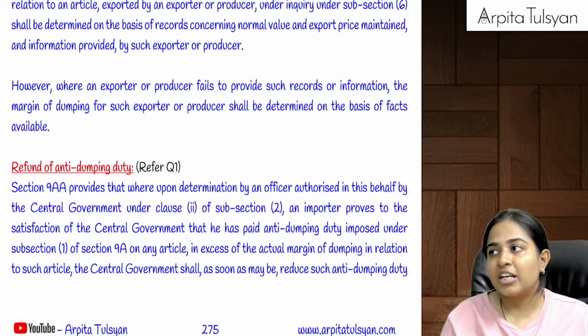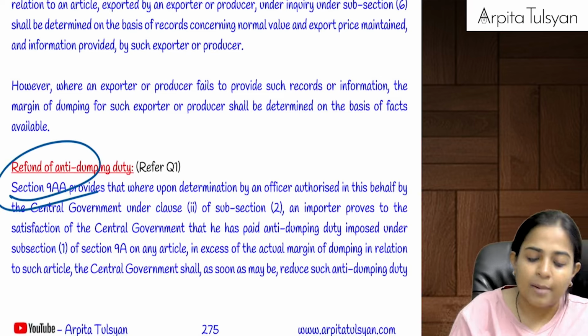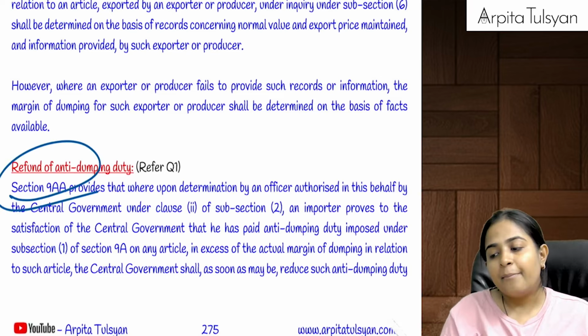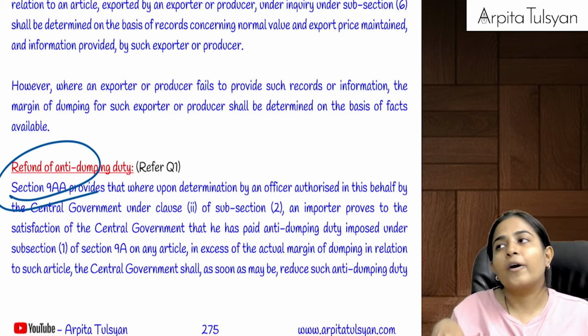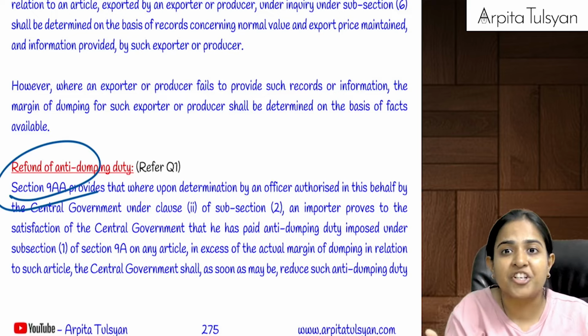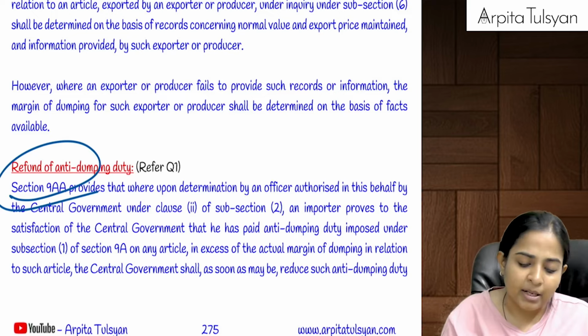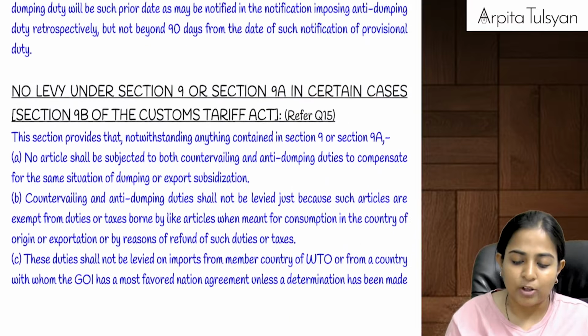Yes. And section number 9AA talks about refund of anti-dumping duty. Means if suppose we have already paid anti-dumping duty to the government, and then you prove to the officer that, sir, I have paid more than the dumping margin, then if the government is satisfied, whatever is the excess amount will be refunded back to you.